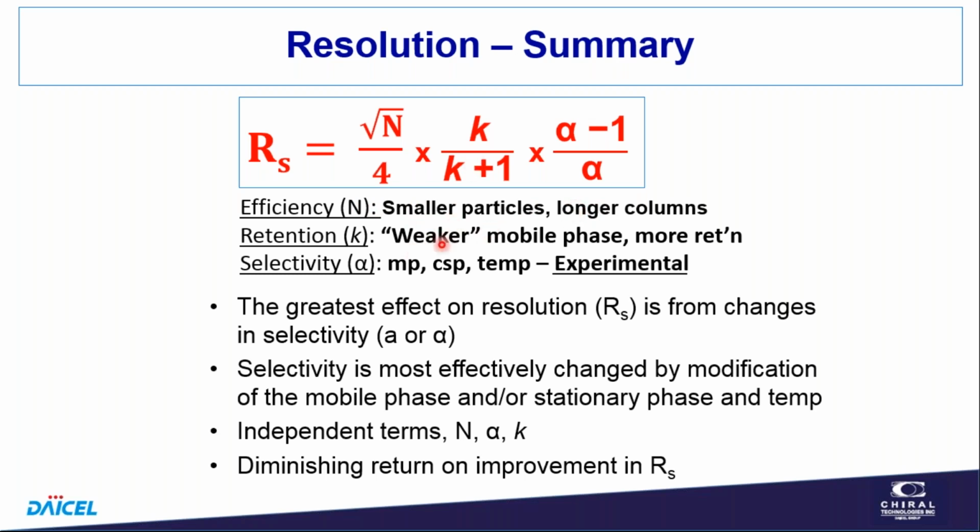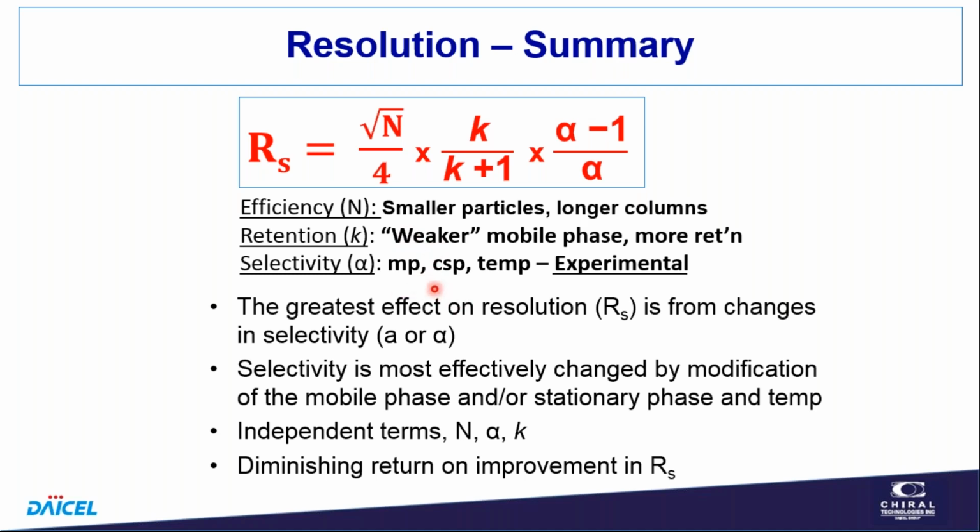Retention factor is a fundamental measure of the retention. Weaker mobile phase gives us more retention. By definition, that makes a weaker mobile phase. For example, in reverse phase chromatography, if we have less acetonitrile and more water in our mobile phase, we expect longer retention.